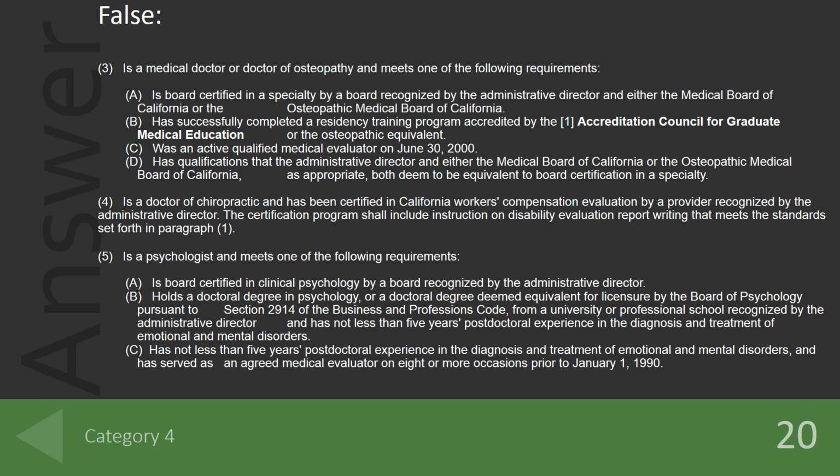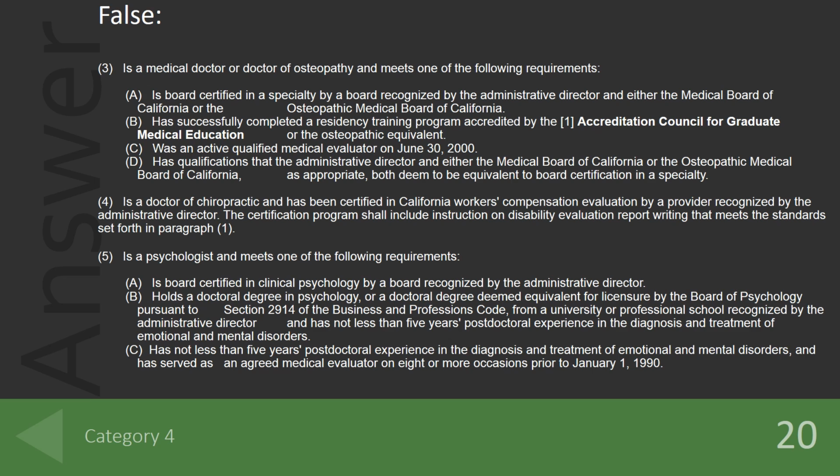Well, that is false because the requirements are dramatically different, and medical doctors and doctors of osteopathy have certain requirements for appointment as a qualified medical evaluator. Requirements for chiropractors are described in a separate and distinct section, and those of a psychologist are described in a third separate and distinct section. So let's just review these for our own reminder and our own education.